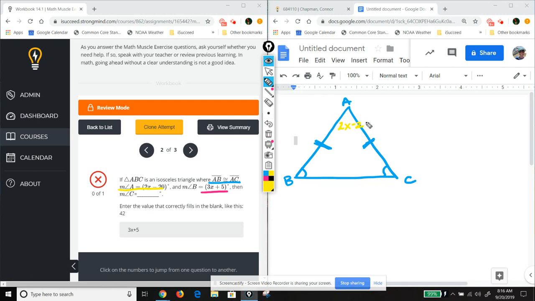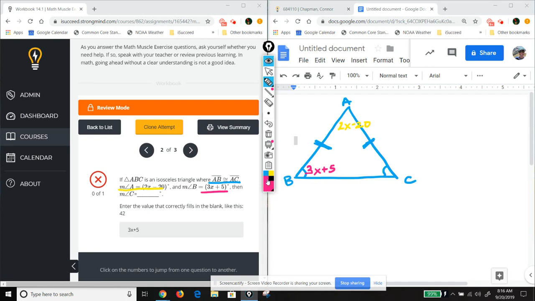2x minus 20. You were probably looking at my drawing like, Miss Bird, those things aren't congruent. You're saying that they are, but they're not. Okay, thanks for staying with me. So I got AB is congruent to AC. The measurement of angle A that I have written in yellow is 2x minus 20. I don't know what the actual number is because I don't know what x is. But I do know the measurement of angle B to be 3x plus 5.